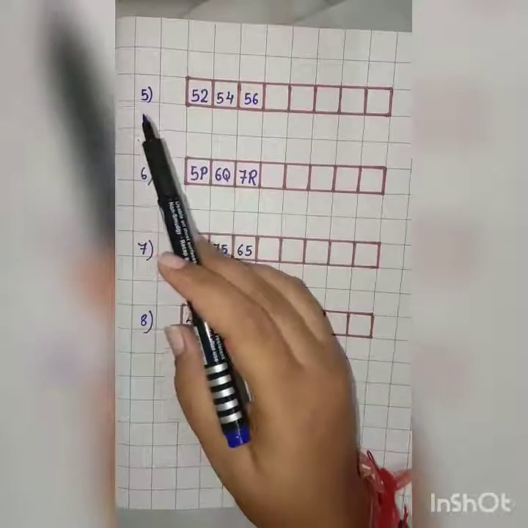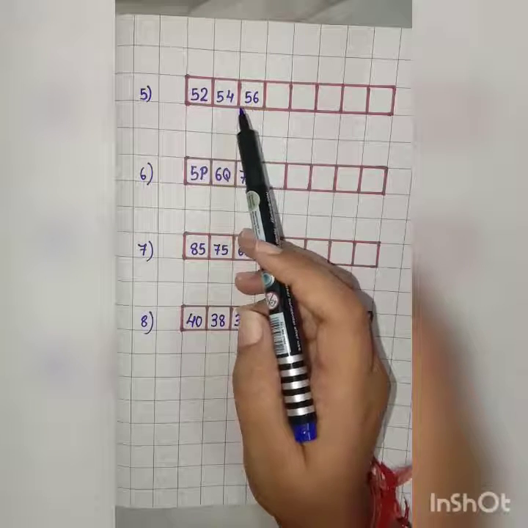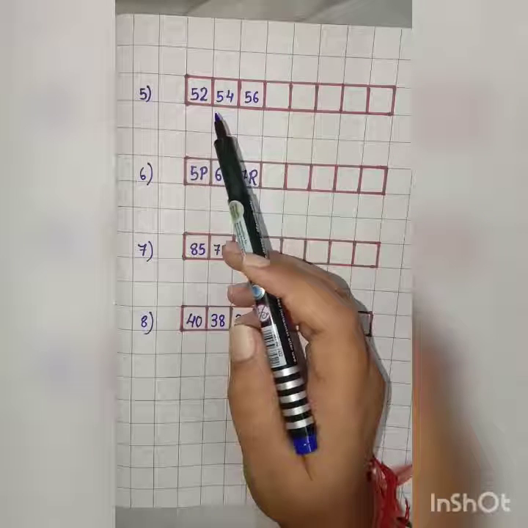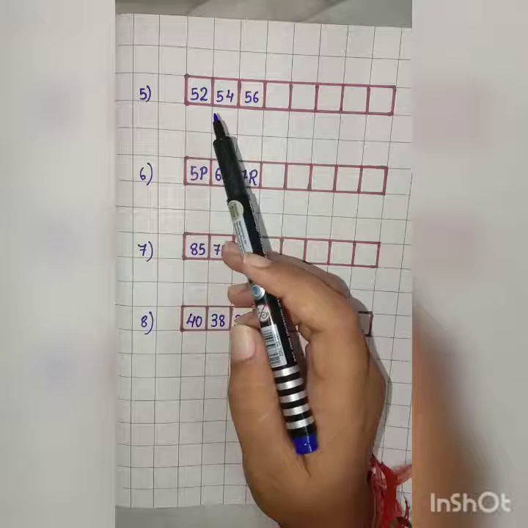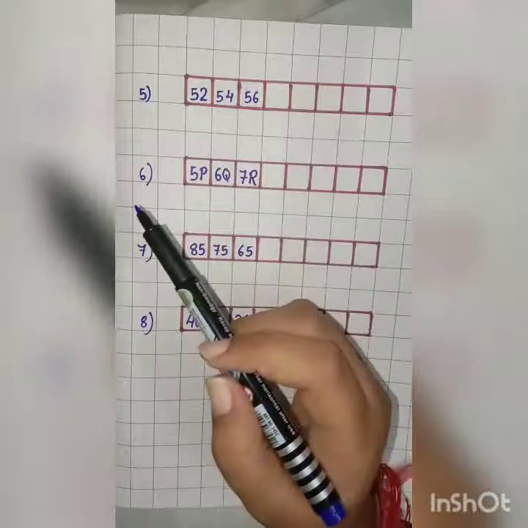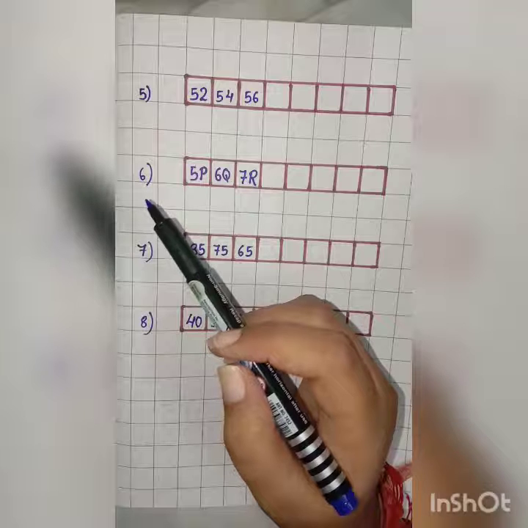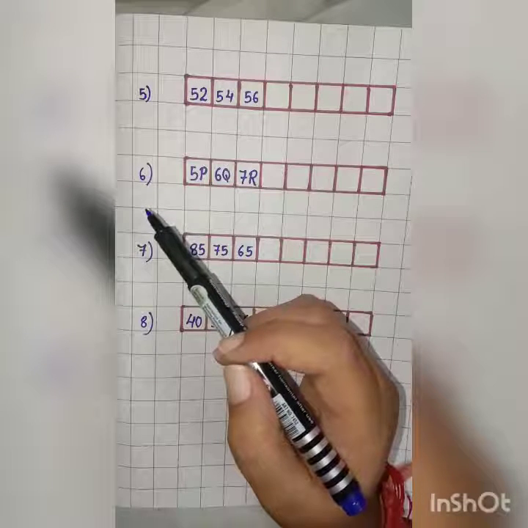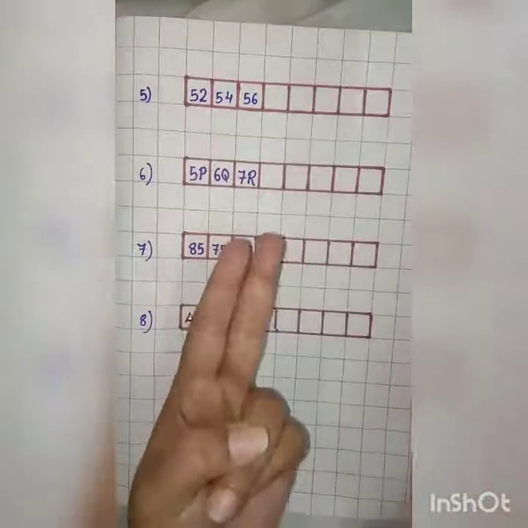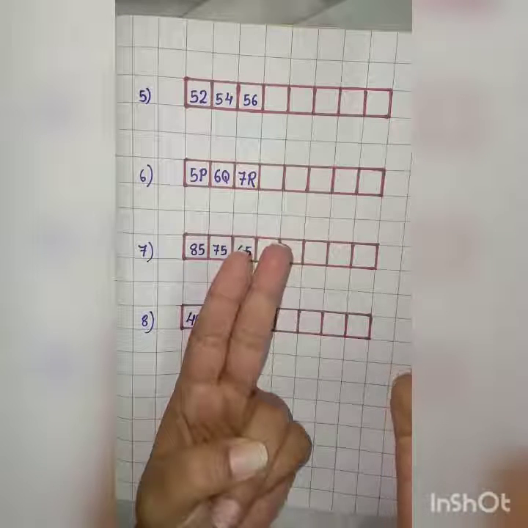Now, fifth one. 52, 54, 56. Here we can easily find out that we have gap of 2 numbers. So here we have an example of counting by 2s. Let's complete the pattern together by finger counting method. What will we do first? Yes, we will keep 2 on our fingers. Then we will start forward counting.